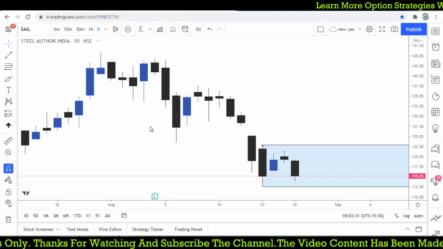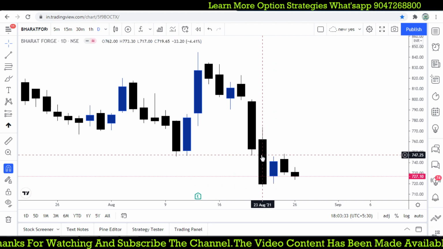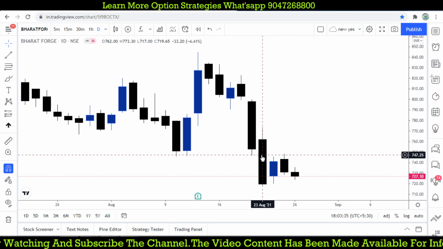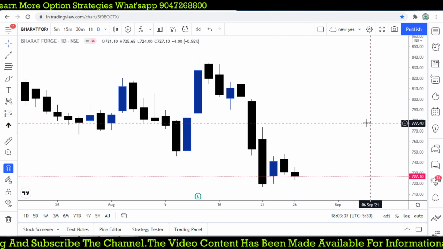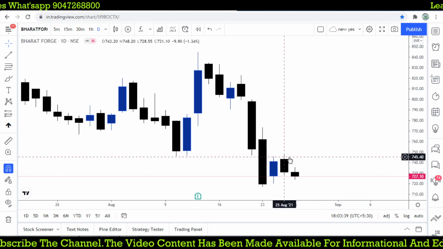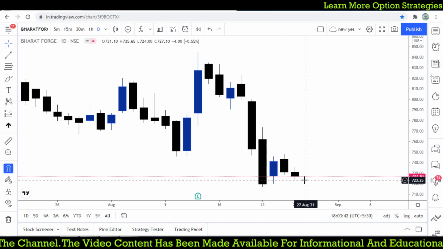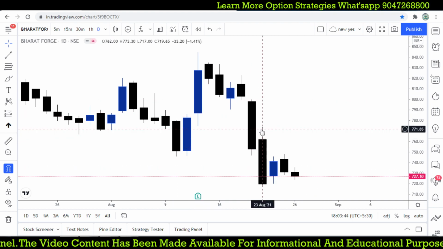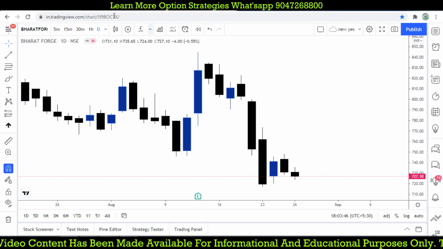We'll go for Bharat Forge. That also forms a pattern. The candle high and low is around 70 points. Whenever it breaks that level, we will go for it. But if you are taking an entry at this point, it doesn't go negative. So if your risk reward ratio is suitable, you can try to take the trade, right?